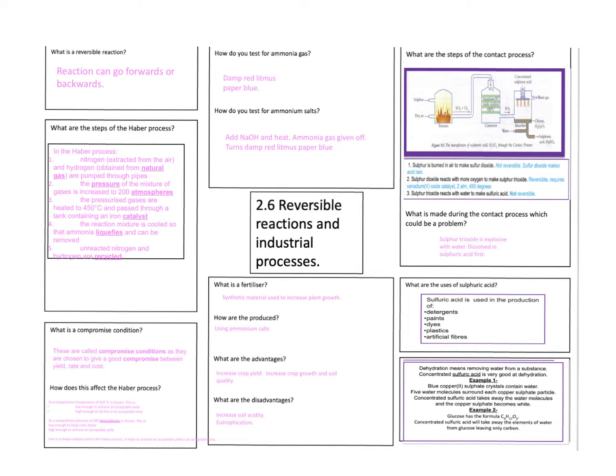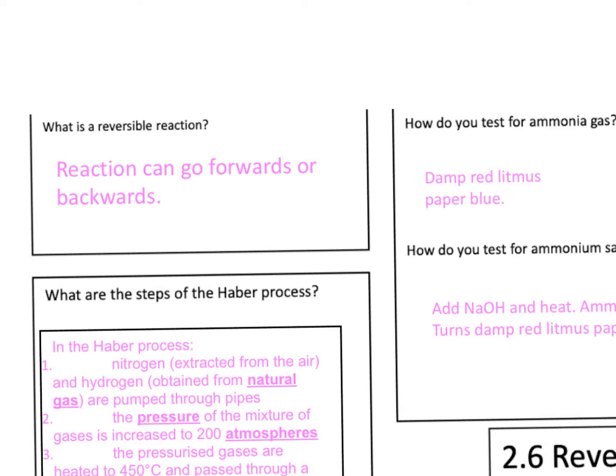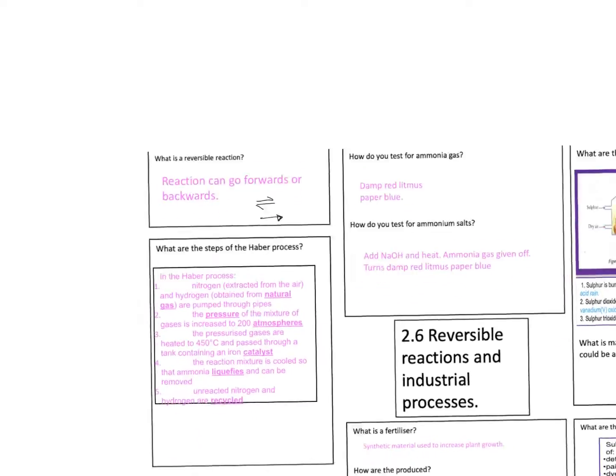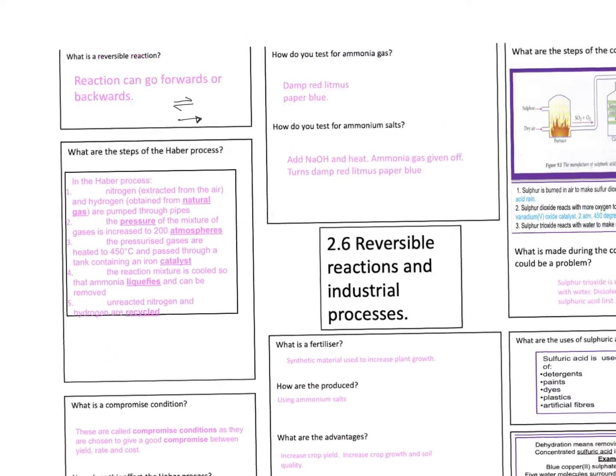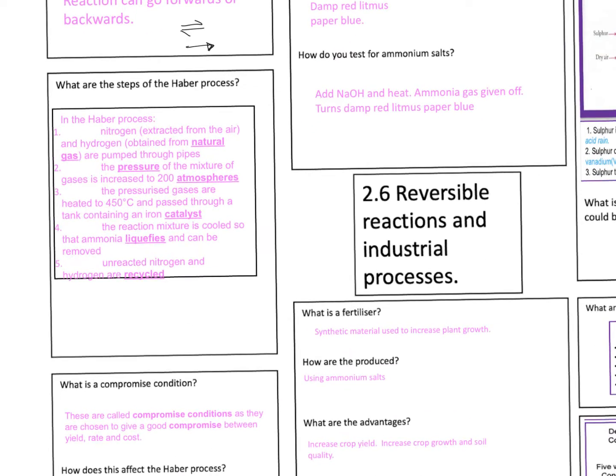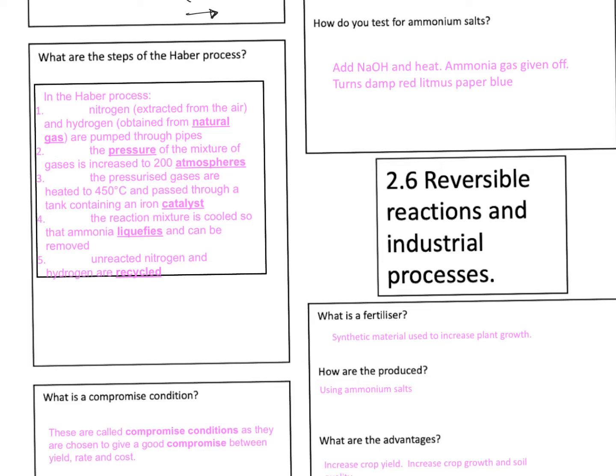So this is 2.6 or 5.6, reversible reactions and industrial processes. So what is a reversible reaction? It's a reaction that can go forwards or backwards, and it's often indicated by that sign, as opposed to just the arrow going forwards. Then you have to be able to explain and describe the sulfuric acid process and the process of making ammonia. The Haber process comes in kind of like 4 or 5 steps.